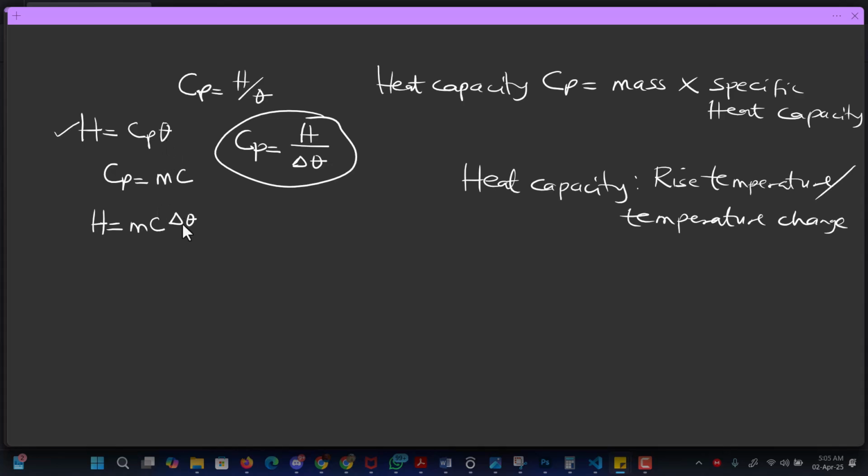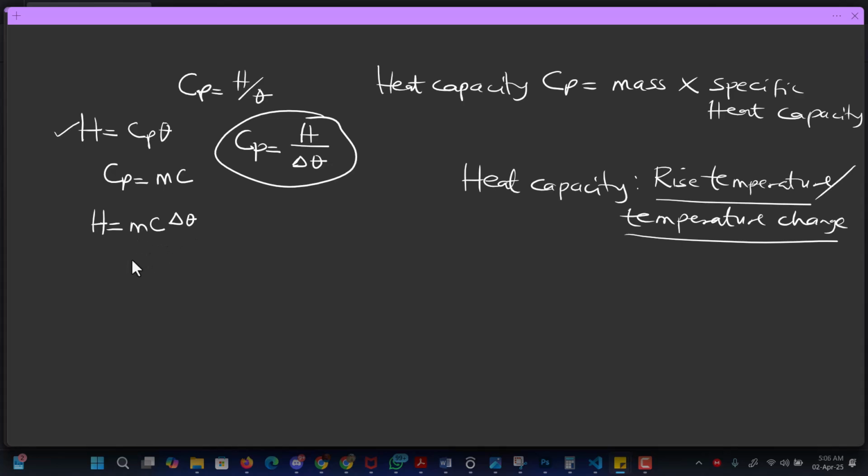Then the other one is your temperature or rise in temperature. That's why I'm using delta theta. Delta theta simply means change in temperature. And whenever we're talking about this scenario, there must be a rise in temperature, or there must be a temperature change. So that's one thing that you need to take note of.